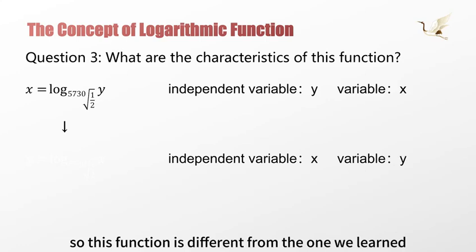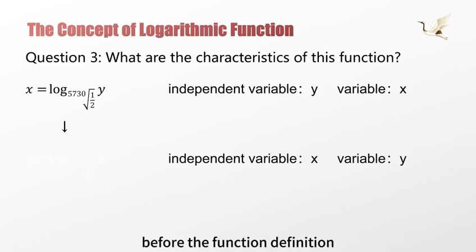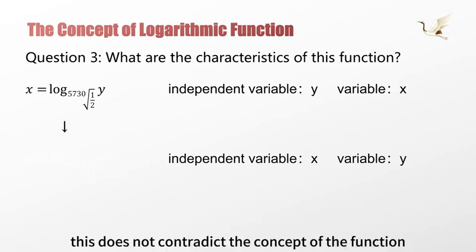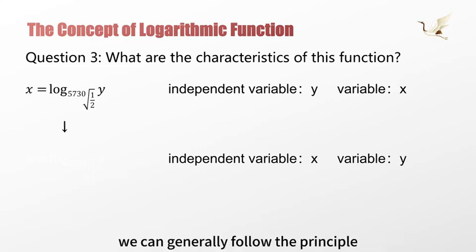So, this function is different from the ones we learned before. In the function definition we previously learned, the independent variable is always x. Therefore, this does not contradict the concept of the function we have defined. In fact, without affecting the essence of the function, we can generally follow the principle that our independent variable is called x.